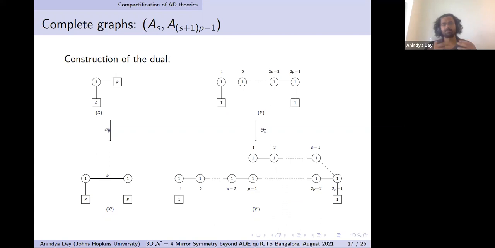So this is a direct way of proving that, at least in this case, the SCFT that you get by dimensional reduction is indeed a Lagrangian theory. Okay. Questions?